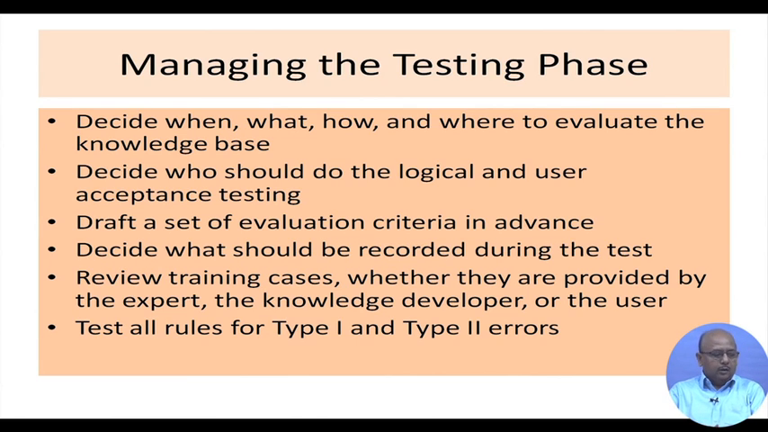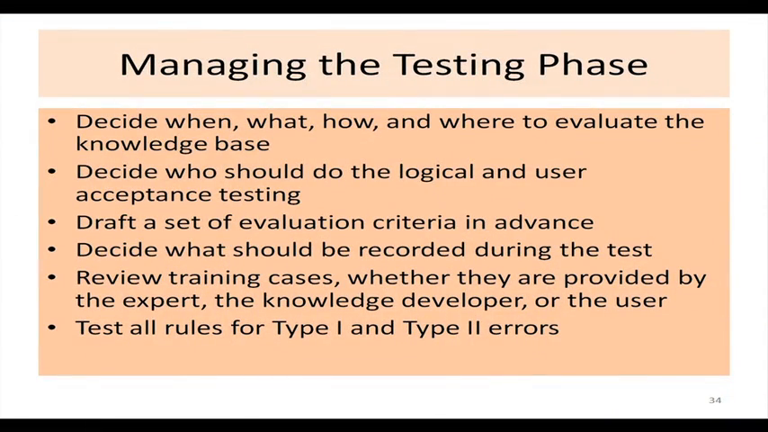Then you are going to review training cases, whether they have been provided by the experts or the knowledge developers or the users, whether you have provided enough training to the people, whether the end users or the knowledge developers or the experts, and then you type all rules by type 1 or type 2 error. Type 1 and type 2 error basically refers to when you assume that certain things are correct, but they are not, and type 2 is when you assume that it is not correct, but it turns out to be correct. So, these kinds of errors, type 1 and type 2 error, should be avoided.